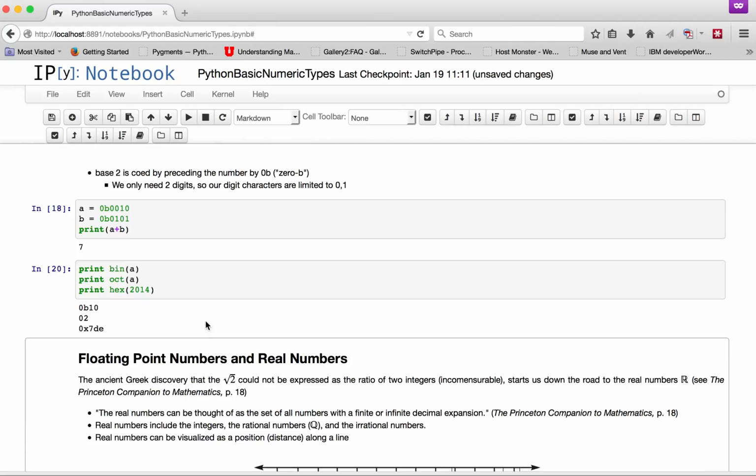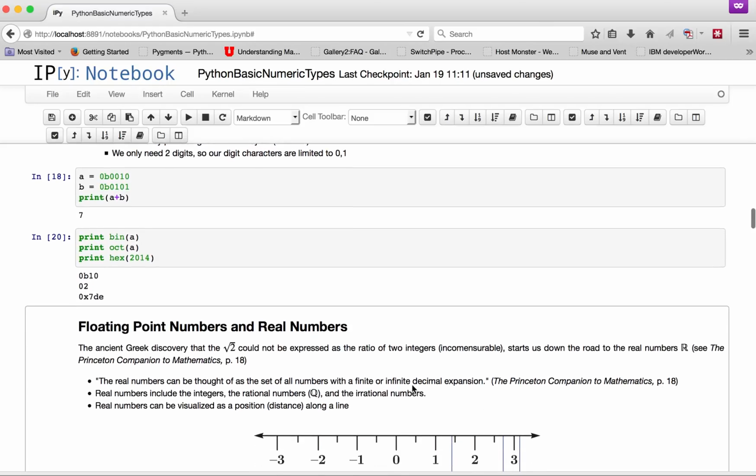Okay, floating point numbers and real numbers. So the idea of what we now refer to as real numbers go back to the ancient Greeks, who discovered that the square root of 2 could not be expressed as the ratio of 2 integers. And so this is where real numbers start. So real numbers can be thought of as the set of all numbers with a finite or infinite decimal expansion. Okay, so the integers are a subset of the real numbers.